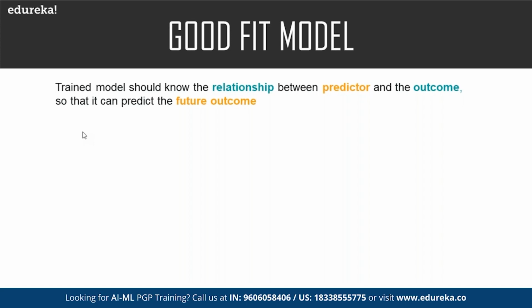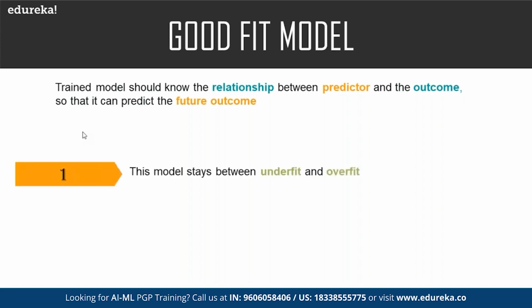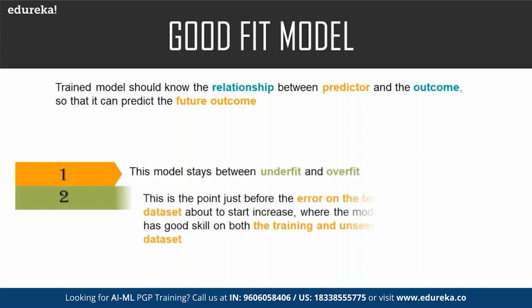Moving further, this type of model stays between underfit and overfit, because we have chosen the right data set for evaluating the model. This is the point just before the error on the test data set starts to rise, and it is a good score on both training and unseen data sets, which means we get the same result as we got with the training data set, and again with the new data set.